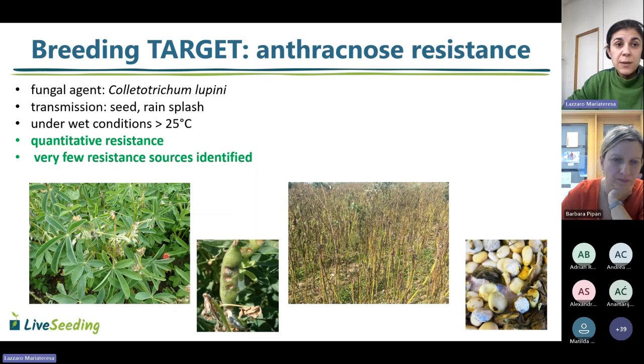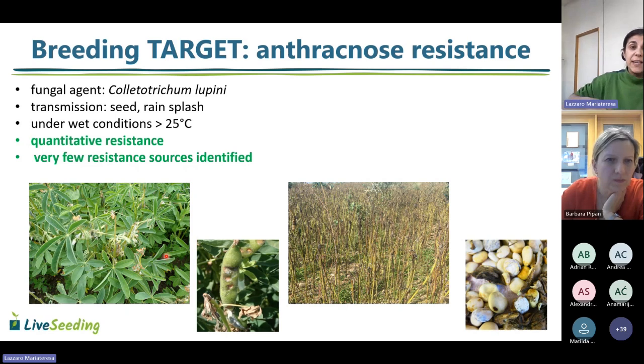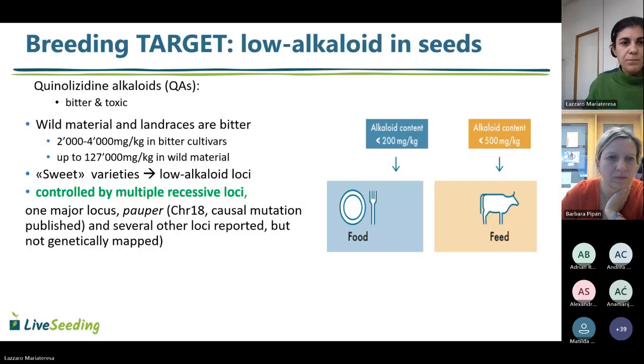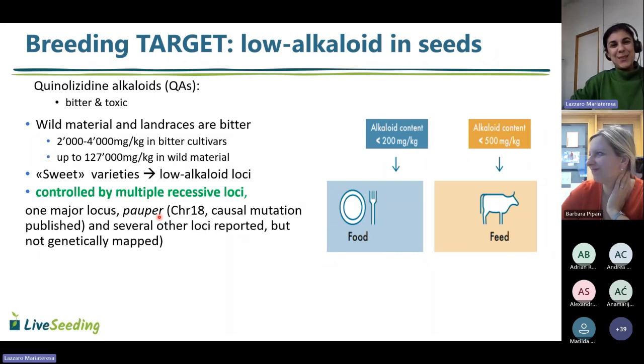The disease is proven by a few studies on this topic to have quantitative resistance, and until now no gene-for-gene resistance type, and especially very few resistant sources have been identified, even though a screening of genetic resources from worldwide has been done by several groups in the world.